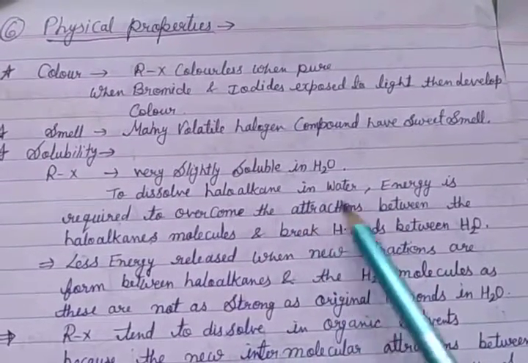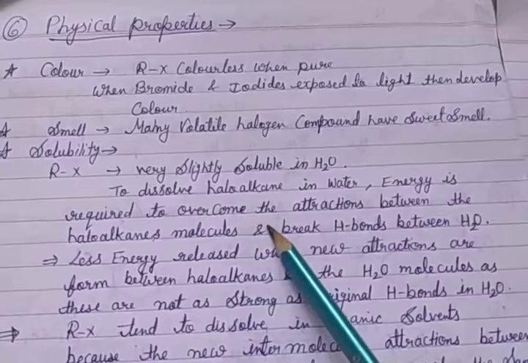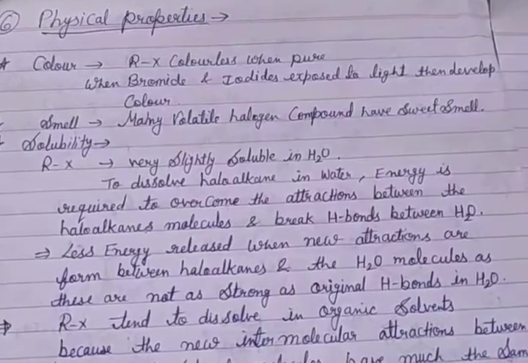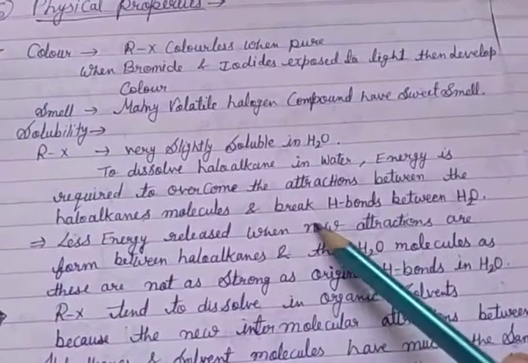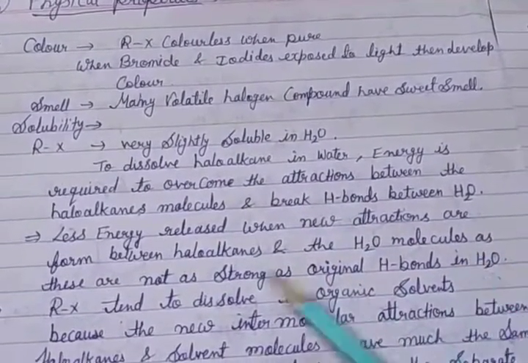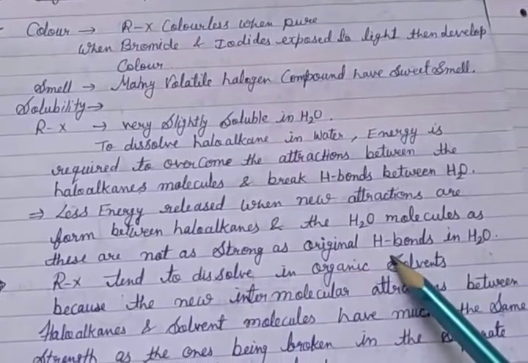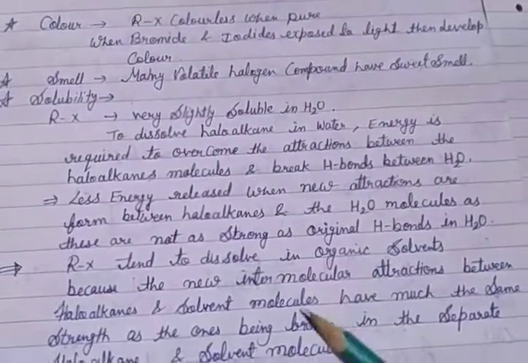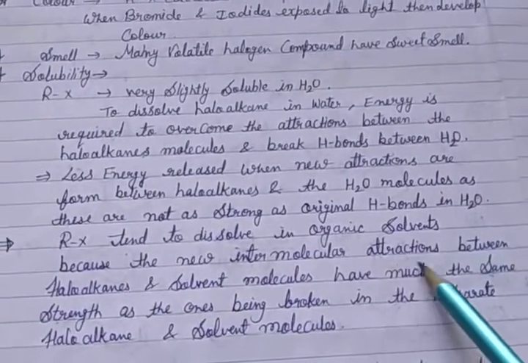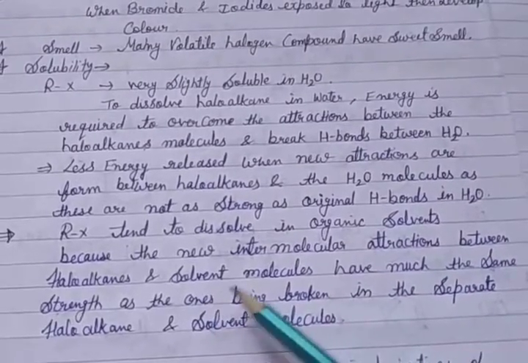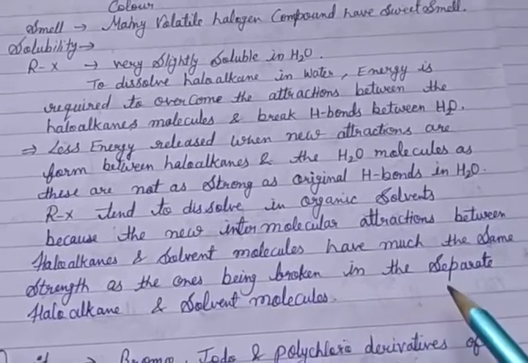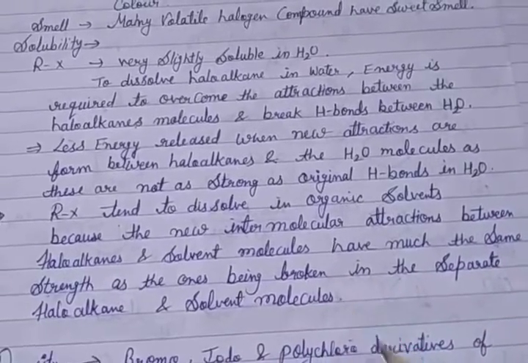To dissolve a haloalkane in water, energy is required to overcome the attraction between the haloalkane molecules and to break the hydrogen bonds between water molecules. Less energy is released when new attractions form between the haloalkane and water molecules, as these are not as strong as the original hydrogen bonds in water. Haloalkanes tend to dissolve in organic solvents because the new intermolecular attractions between the haloalkanes and solvent molecules have much the same strength as the ones being broken in the separate haloalkane and solvent molecules.